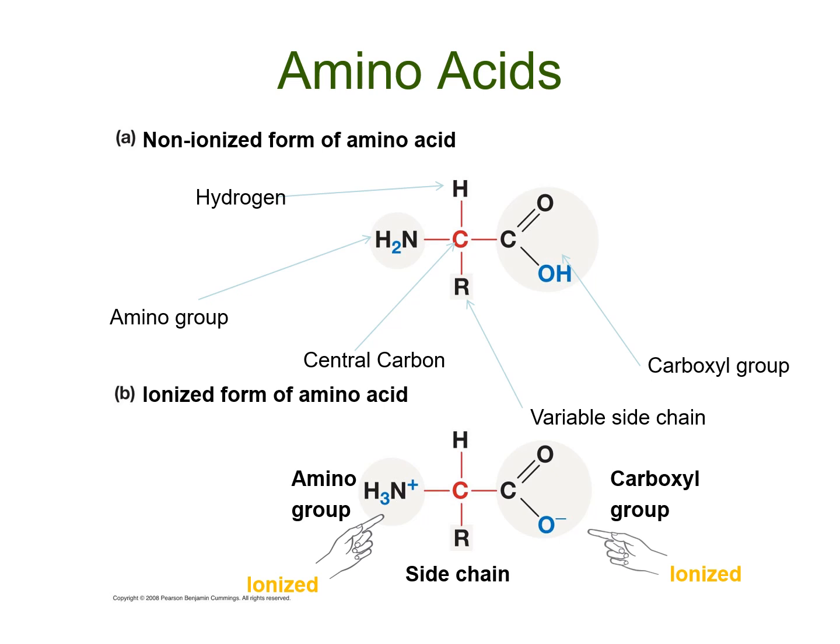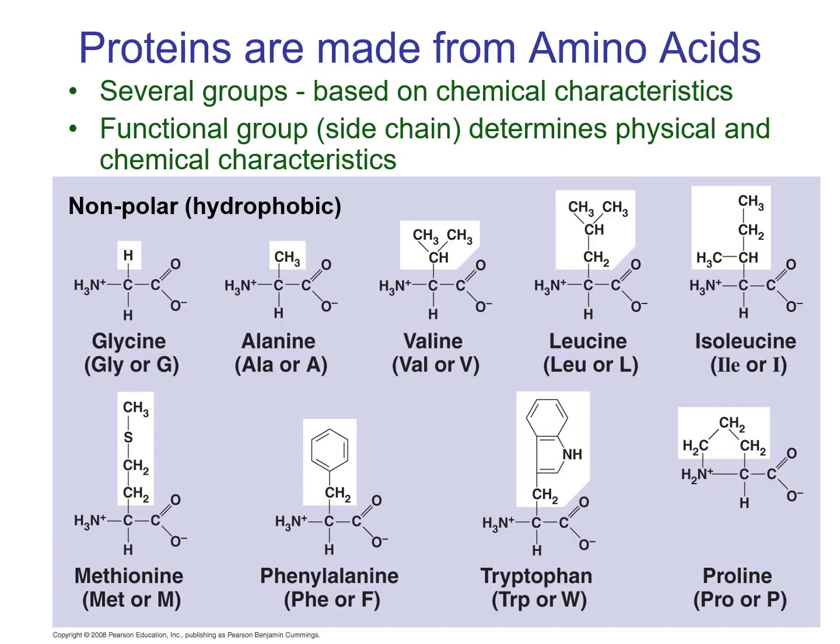Note on this figure, it's showing the amino acid in its non-ionized and ionized form. Which form it takes just depends on the pH of the solution. We're not going to worry about that, but usually you'll see it represented in its ionized form. The functional group, shown here highlighted in white, is going to determine the properties of that particular amino acid.